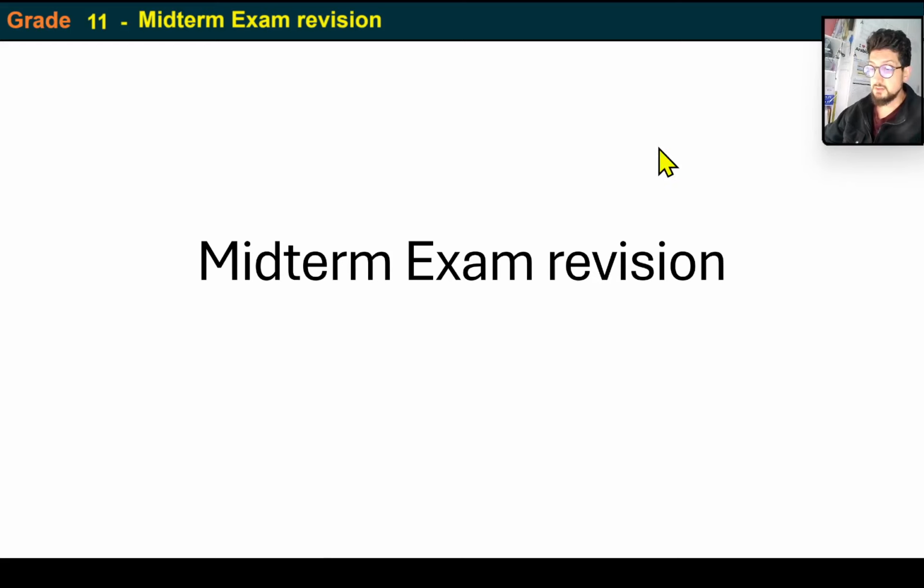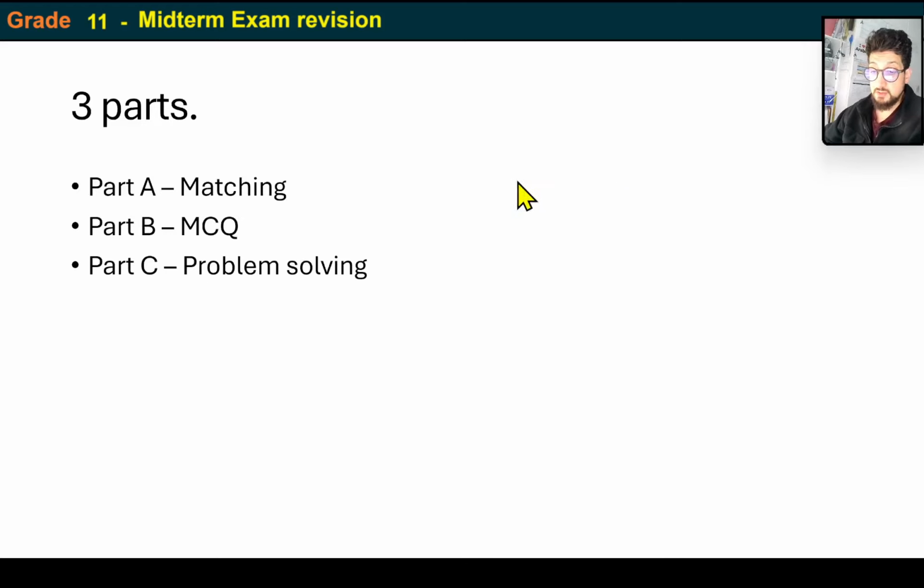Now, I'm just going to talk about the physics exam briefly. It's a little bit over 2 hours. It's made of three parts. The first part is going to be matching. So you're going to be matching some vocabulary. You're going to get some definitions, you're going to get some vocabulary, and you're going to try and match those. The second part is going to be multiple choice questions, and the third part is going to be problem solving.